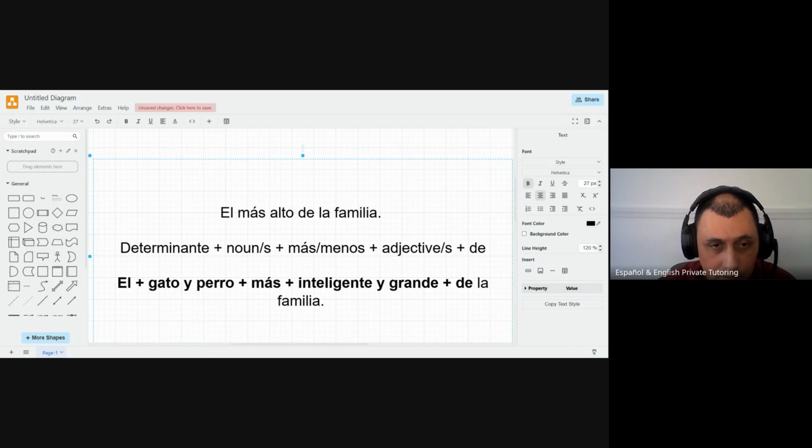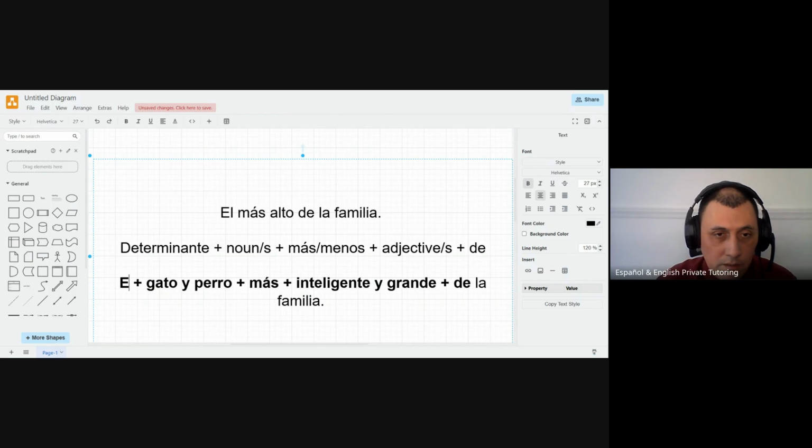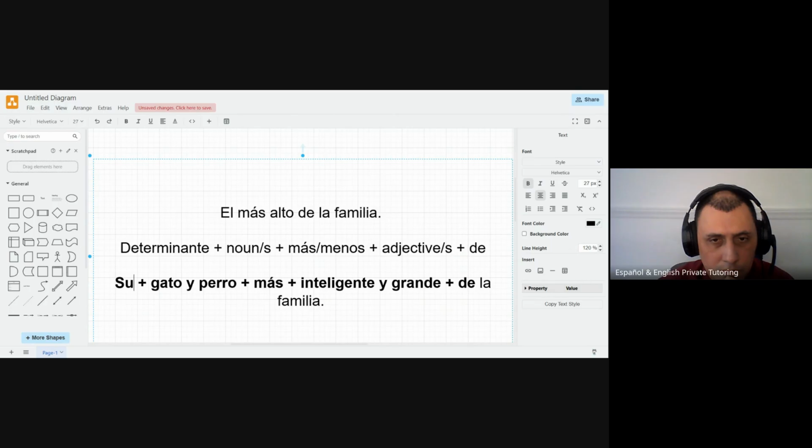Now I said I don't have to use an article here. I can also use a possessive adjective if I want. Your, his car, his cat and dog.